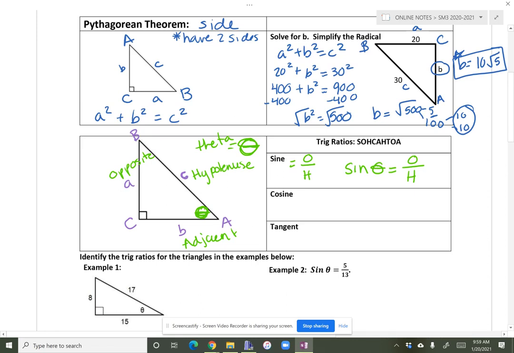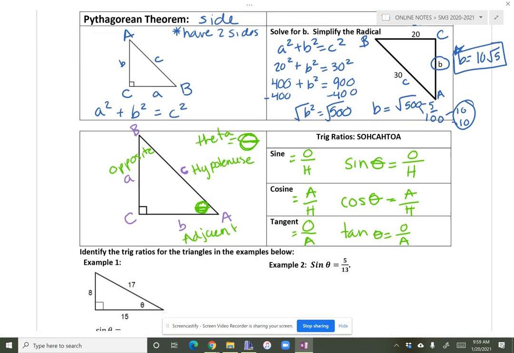For cosine, it's A over H, and you write it as cos, though some people say cos, but say cosine. Cosine of the angle theta equals adjacent side over hypotenuse, and on this one, it would be little b over c. And then tangent is the TOA, which is O over A, or tangent of theta equals O over A. We're going to use those main three things. There's actually 6, but we're only going to focus on the 3.